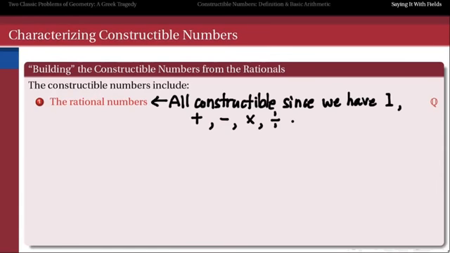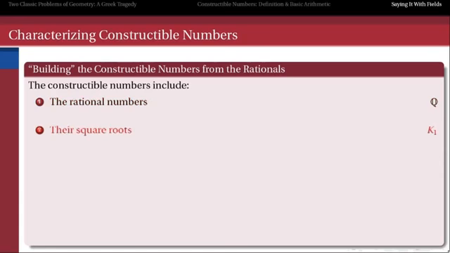So definitely every rational number is constructible. But then more is true according to our square root property. If I can construct any rational number, then I can also construct the square root of that rational number.